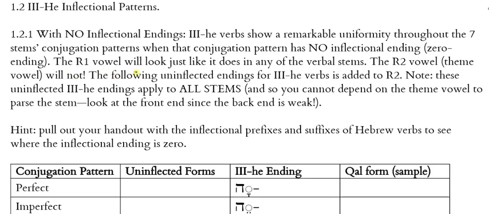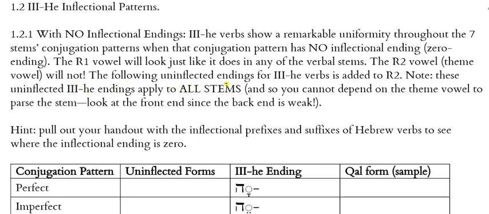The root 1 vowel is going to look just like it does in any of the verbal stems. So the things that mark a stem for what it is, the vowels, the prefixes, you're going to see those on 3-hay verbs at the front end because the verb is not weak on the front end. So everything you need to know the stem on the front end, you'll still have. The root 2 vowel, which we have been calling the theme vowel, is not going to have any of the typical theme vowels of the stems, though.